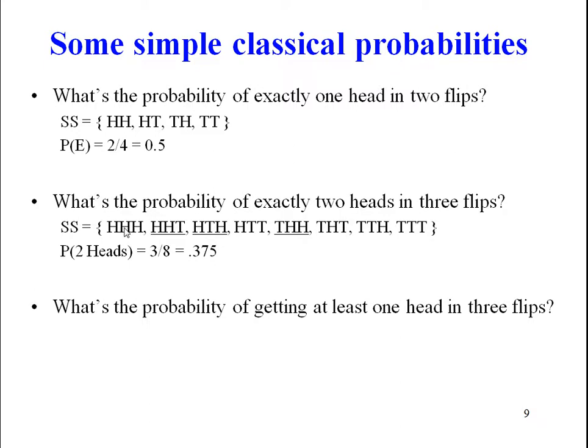What's the probability of getting at least 1 head in 3 flips of the coin? At least one head: there's at least one head here, 2, 3, 4, all of them except for tails, tails, tails. So that probability is 7 divided by 8, or 0.875.